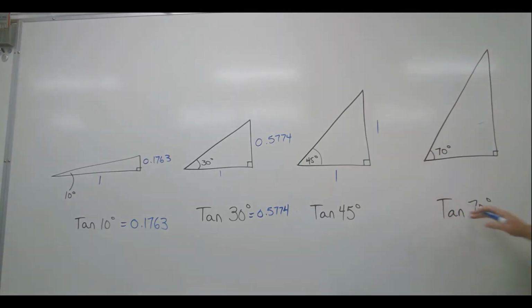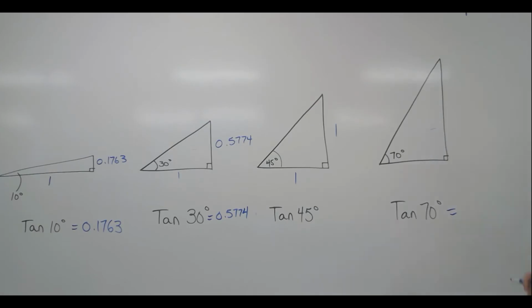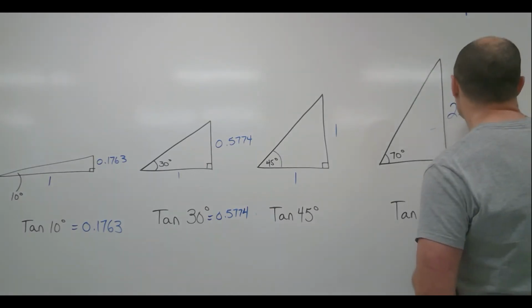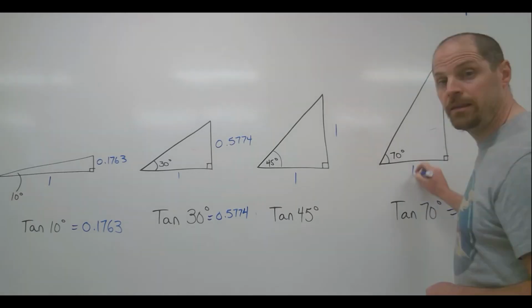And if we go up to 70, we can see it's getting much bigger. We type this in, and if we type in tan 70, we get 2.74747. The 5th decimal is larger than 5, so I'm going to round to 2.7475, always 4 decimal places. So we can see, obviously, this is much longer. It is 2.7 times bigger. And the adjacent is always 1.